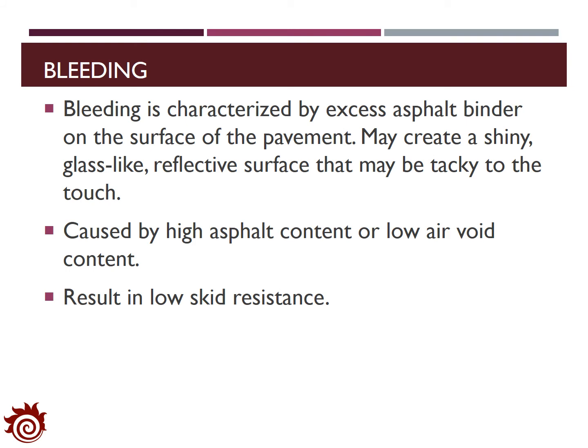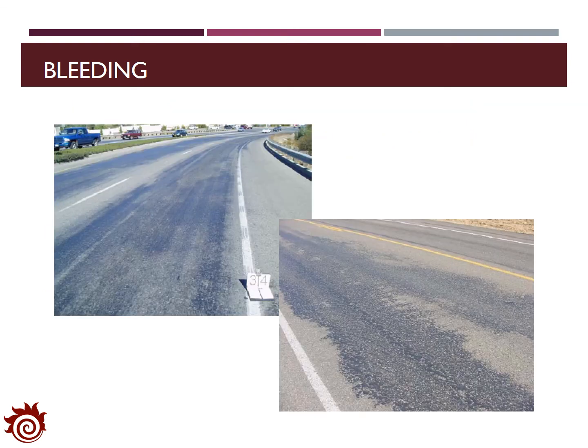Bleeding is another commonly observed distress of flexible pavement. It's characterized by excess asphalt binder on the surface of the pavement. This one has a very serious problem. It will create a shining, glass-like reflective surface. This will increase the difficulty of vision for drivers, and may also be tacky to the touch. Usually, bleeding is caused by high asphalt content or low air void content. It will also result in low skid resistance.